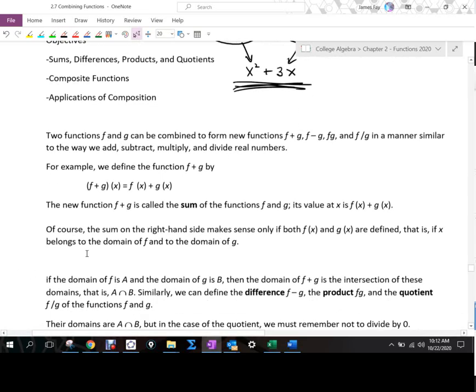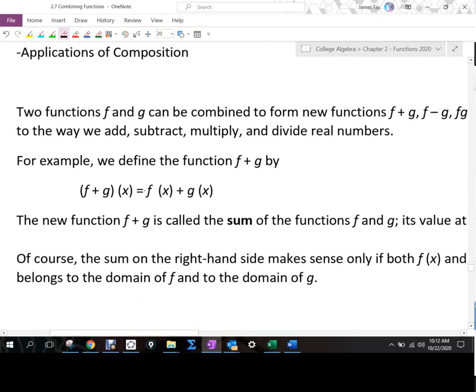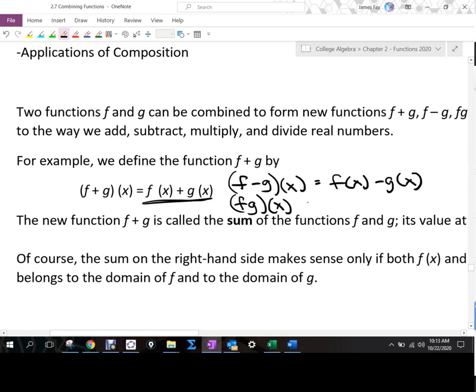So this is the notation that we use when we're talking about summing two functions. A lot of times I like to write that one first: f of x plus g of x is the same thing as f plus g of x. If I want f minus g of x, all that means is f of x minus g of x. If I want f times g of x, all that means is the y value defined by f of x times the y value defined by g of x. And we do the same thing with division. Is that okay?